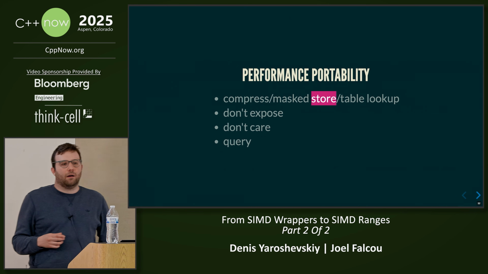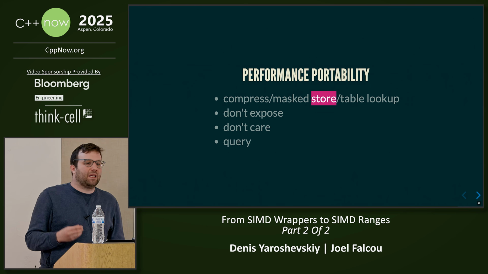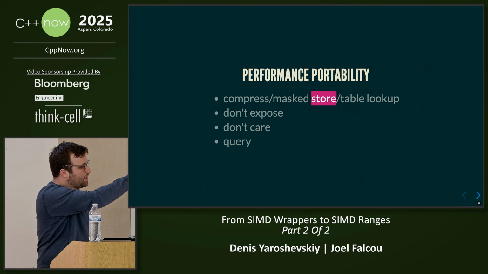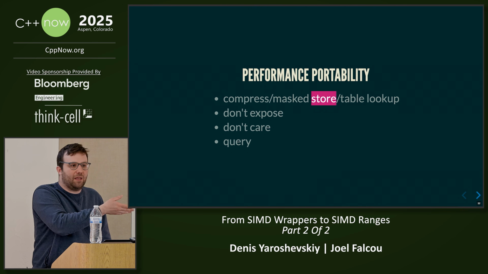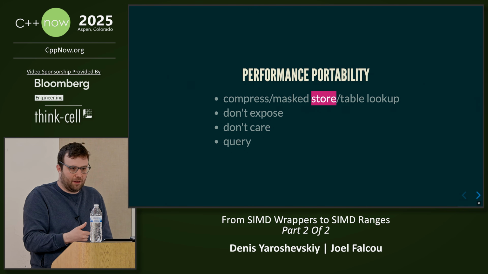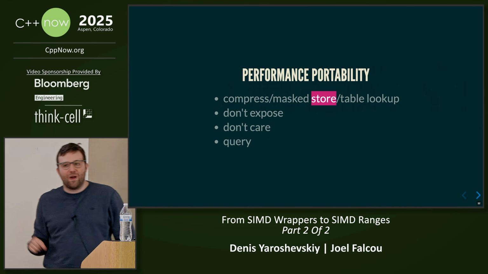And if you use standard compress, like the proposed one, or standard mask store, your SIMD code might be substantially slower than your scalar code. And it's completely on you to know whether or not you can do it.